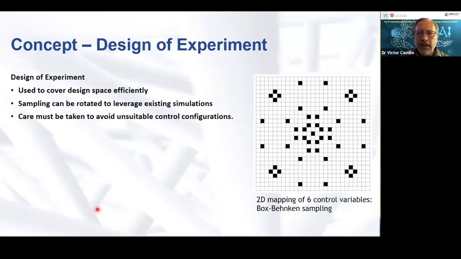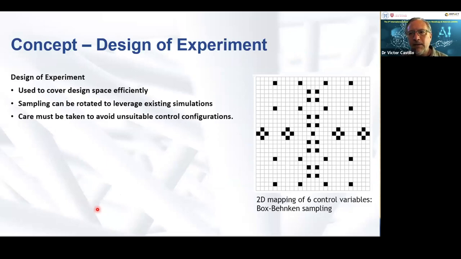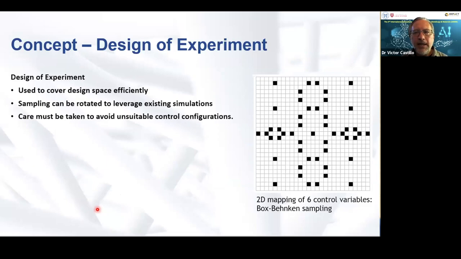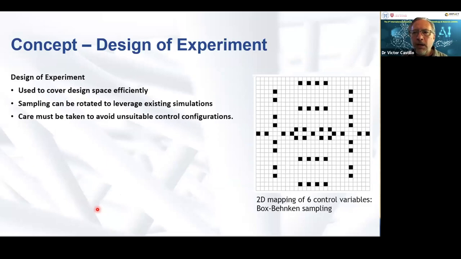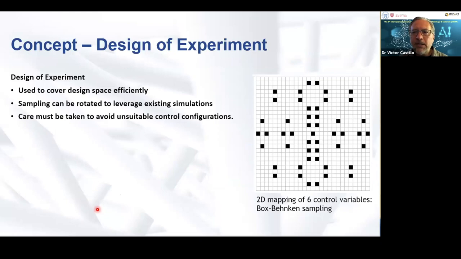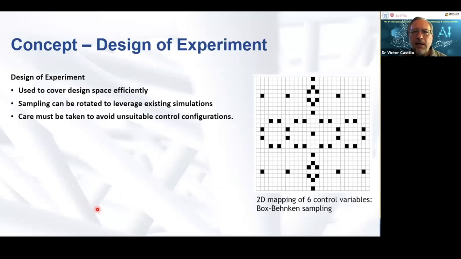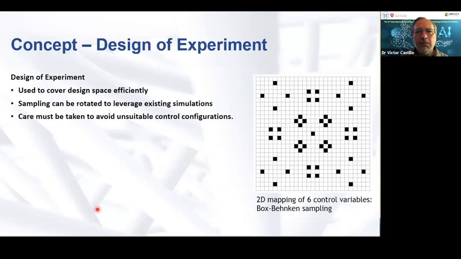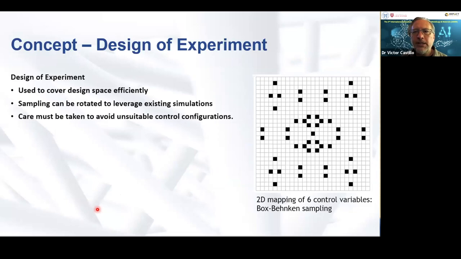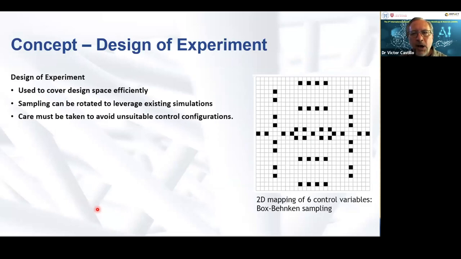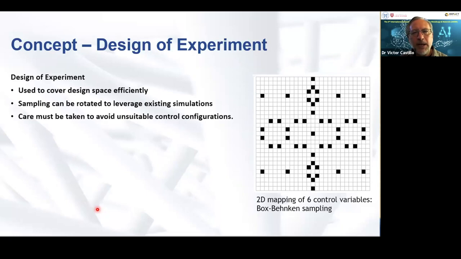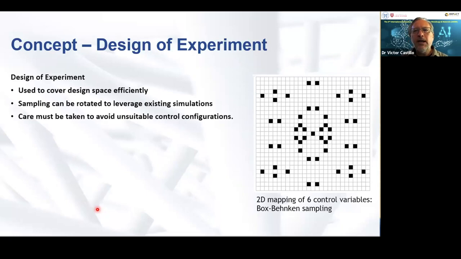And another concept that we've hit upon today is design of experiments, and the idea here is that we want to set up a design of experiments that can cover the design space efficiently. So the design space might be high dimensional, 10 dimensional, for instance, depending on how many knobs the system, the plant, has to control its process.